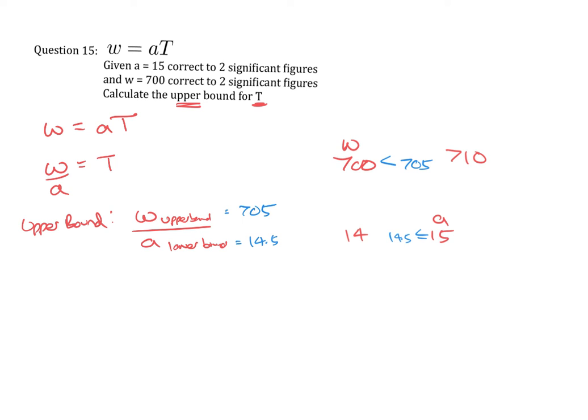Let's put this into my equation. So T upper is going to be 705 divided by 14.5. 705 divided by 14.5, and that's going to give me an answer of 48.6. And I've put that to 1 decimal place. I think you need at least 1 decimal place. Preference might be going to 2, but that should be good enough for the question.